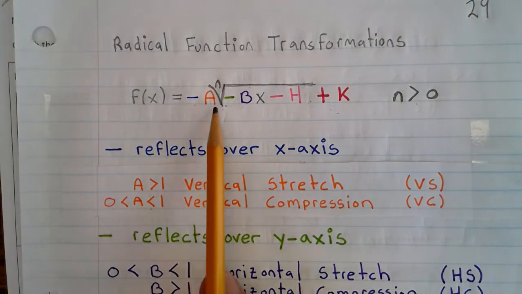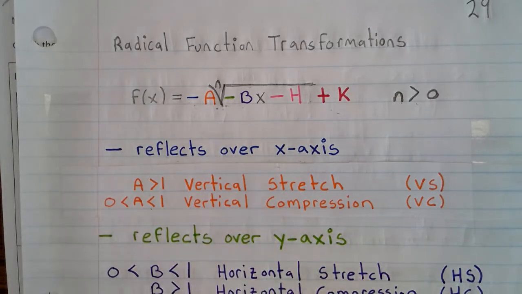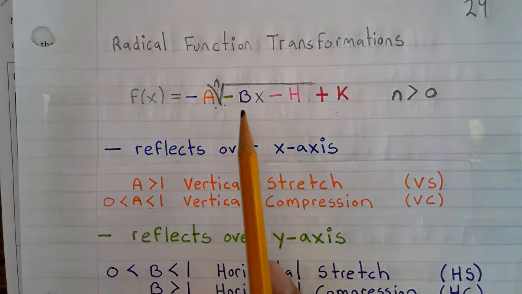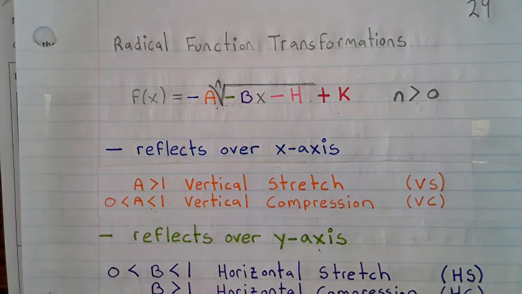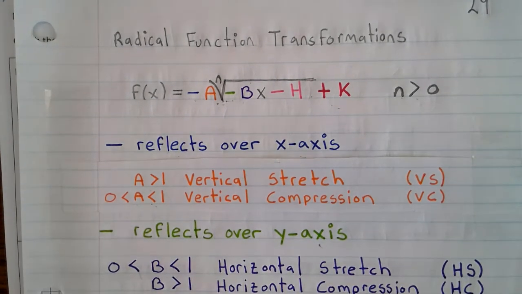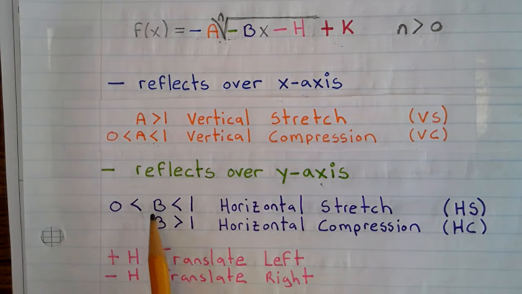If there is a negative in front of the a, that reflects over the x-axis. When a is greater than 1, it's a vertical stretch. When a is greater than 0 but less than 1, it's a vertical compression. When a negative is inside of the radical, it reflects over the y-axis. And when b is greater than 0 but less than 1, it's a horizontal stretch. When b is greater than 1, it's a horizontal compression.